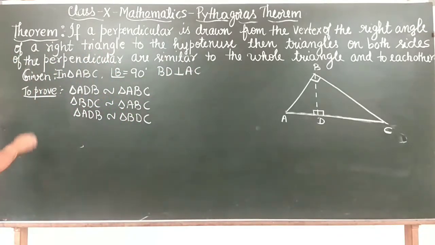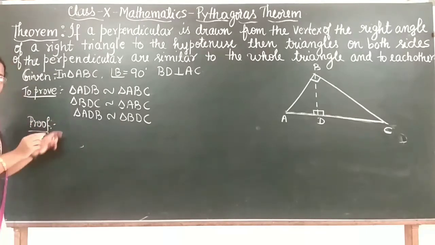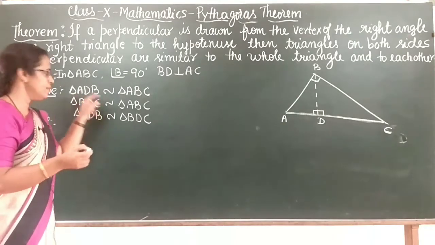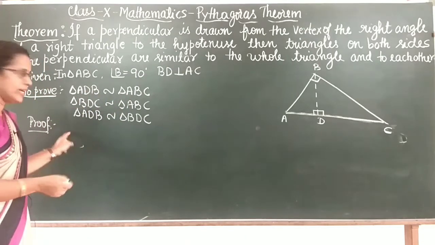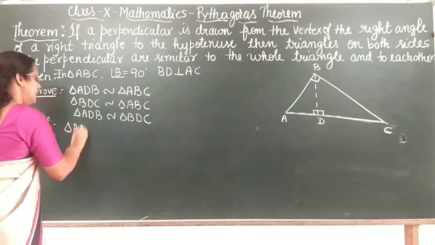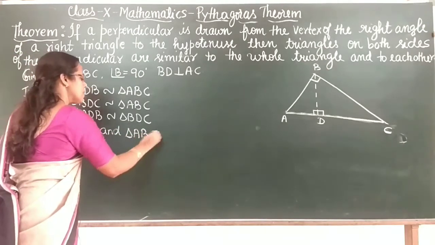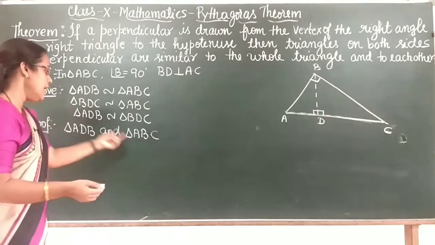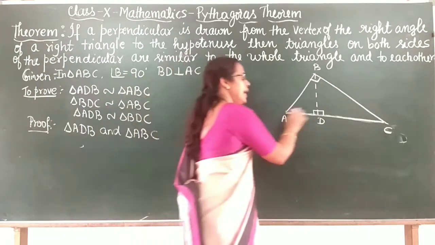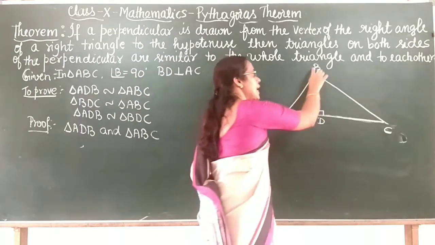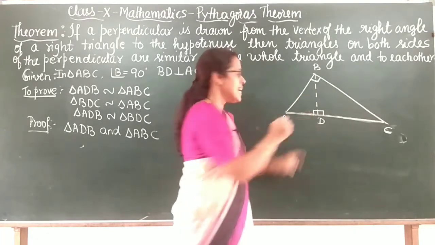Okay, so now what do you have to do? You have to prove this. Let us see how to prove. Now, which two triangles do I have to prove similar? In triangle ADB and triangle ABC, how can I prove they are similar, children? See here, ADB and triangle ABC.